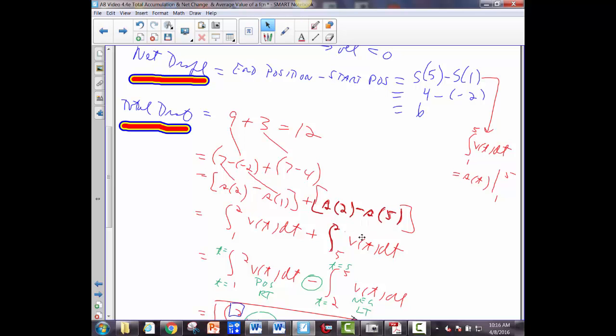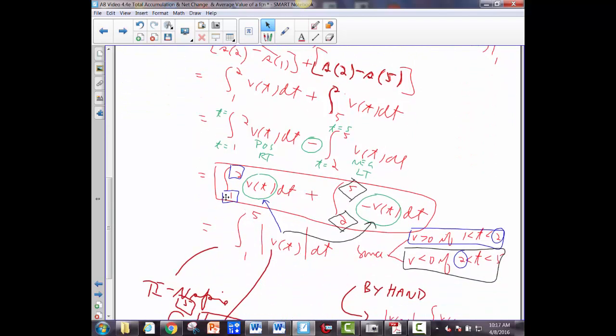And then s of 2 minus s of 5. Remember, I always plug in the top number and then the bottom number, so I have to go from 5 to 2 of v of t dt. But you know that property of definite integrals: if I switch the limits of integration, I stick a minus in front of it. So it's the integral from 1 to 2 of v of t dt plus the integral from 2 to 5, bringing the negative in, of negative v of t. You're saying that v of t is positive from 1 to 2, but negative from 2 to 5. That's an absolute value function.